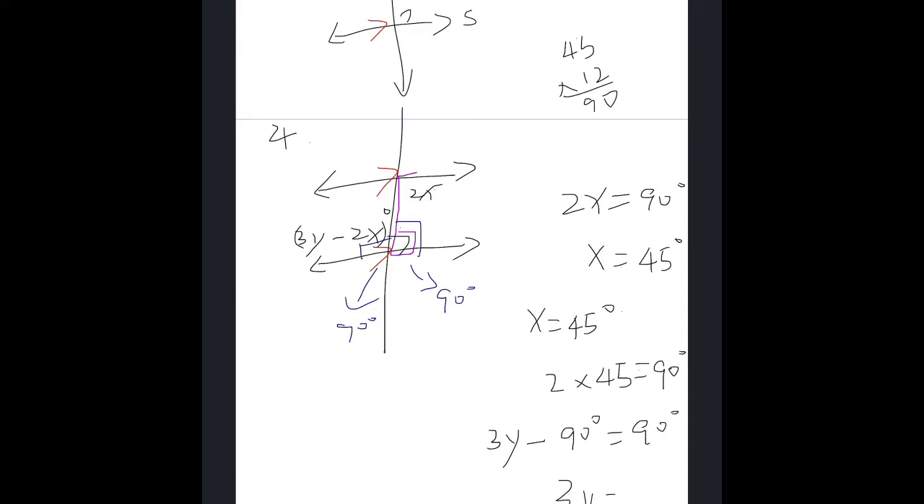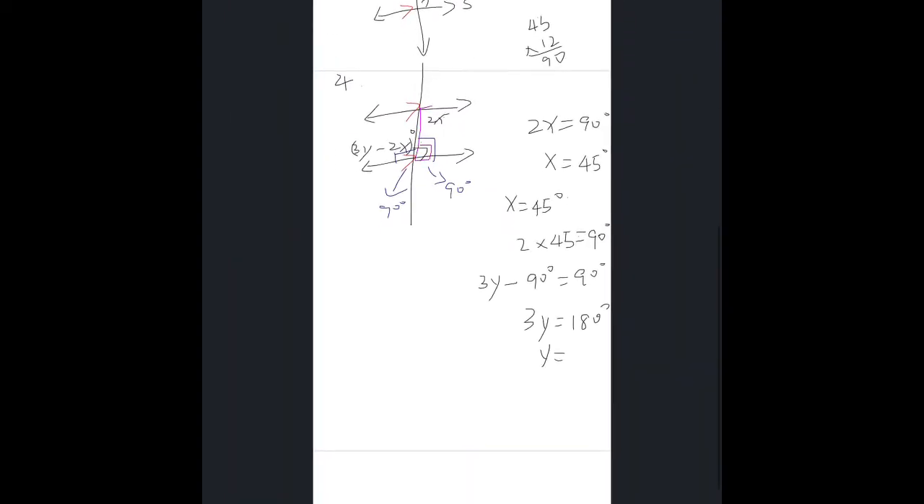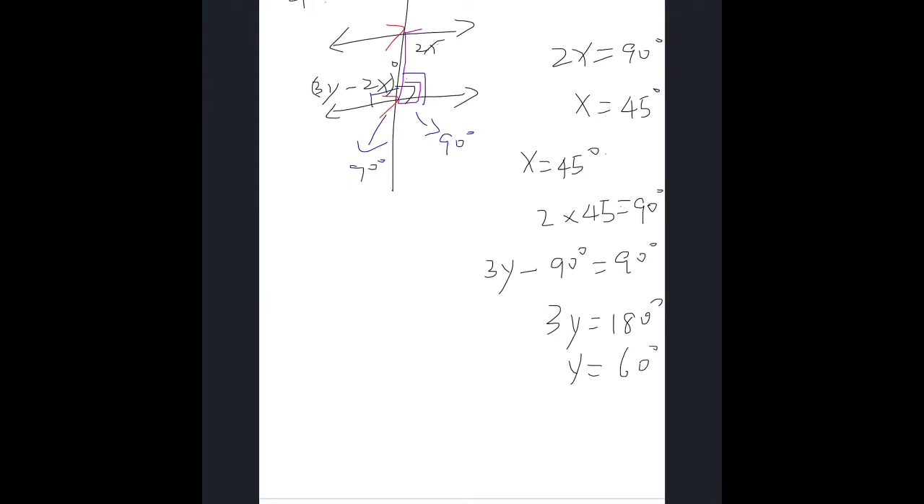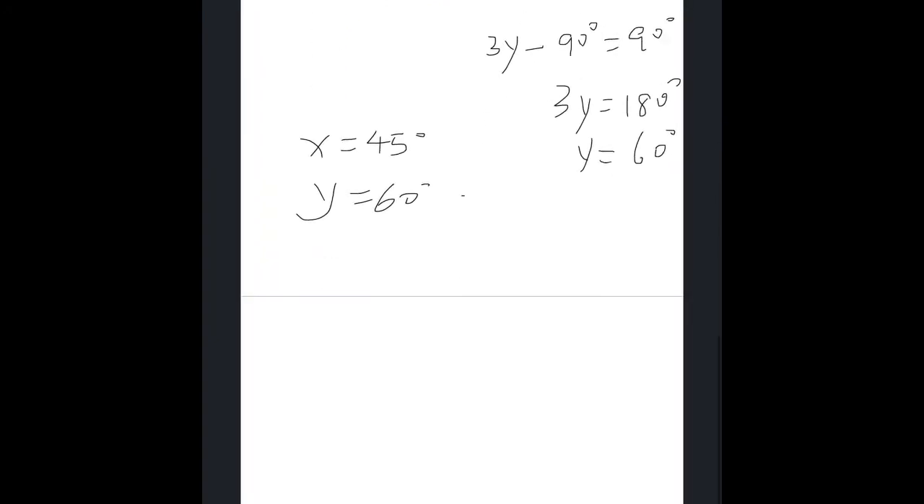So 3y is equal to 180 now, and y is equal to 60 degrees. So in this question, x is equal to 45 degrees, y is equal to 60 degrees. That is really simple question. We all should know that. We all must know that. Okay, move next.